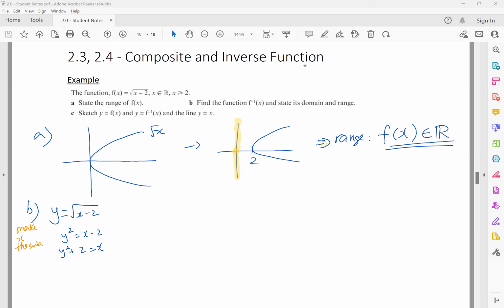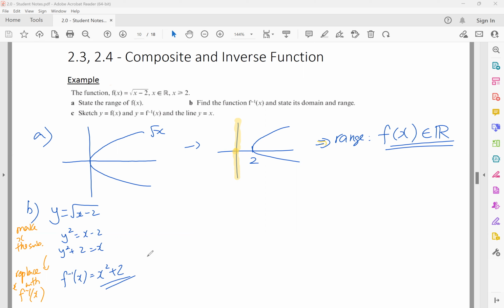Next step, you replace y with x. So our final answer would therefore be the inverse of x equals x squared plus 2.